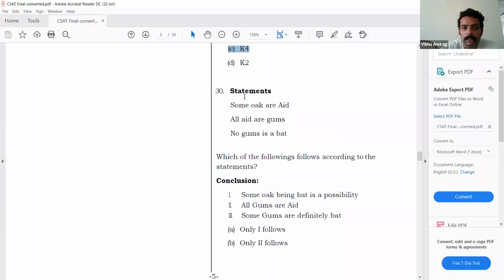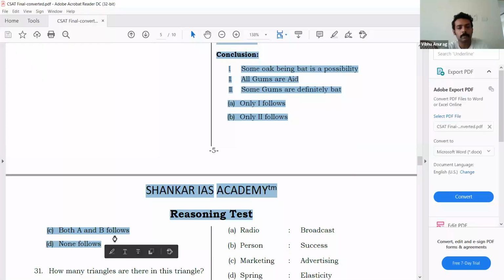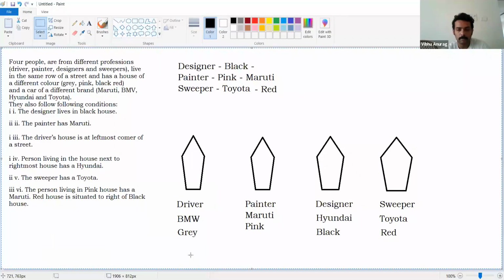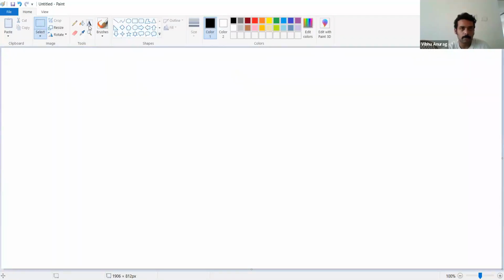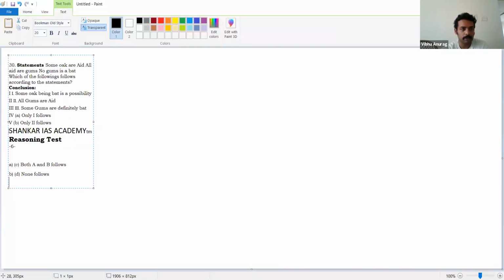Question 30 is a syllogism. So let's go and solve it on the board. Are you solving syllogisms using some logical rules, or are you solving them using Venn diagrams? Venn diagrams.